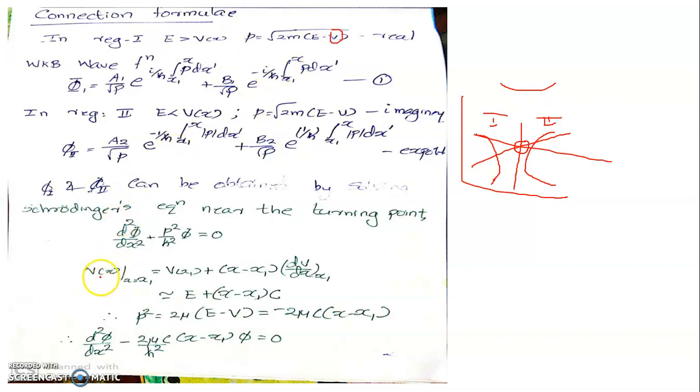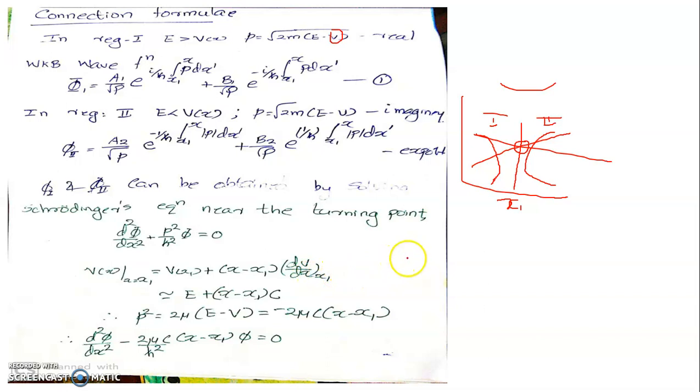This potential V of x, an arbitrary choice of x, V as a mathematical function of an arbitrary choice of position x, can be written in terms of the potential at the turning point x1. x1 is the turning point as we have taken earlier as well. In terms of a Taylor series expansion, V of x equal to V of x1 plus x minus x1 dV by dx at x1 plus x minus x1 all square over 2 factorial d square V by dx square at x1 plus etc.